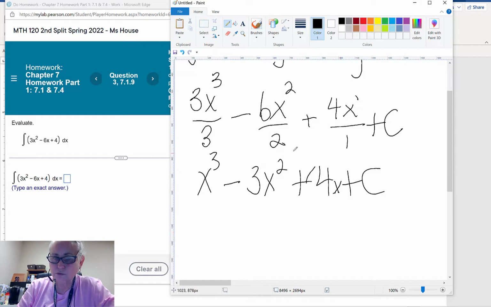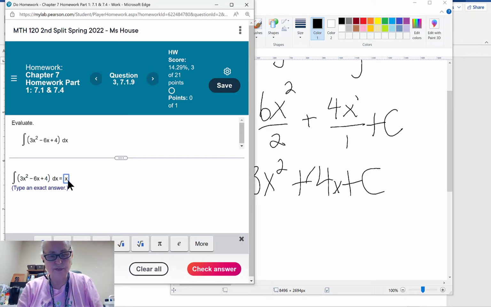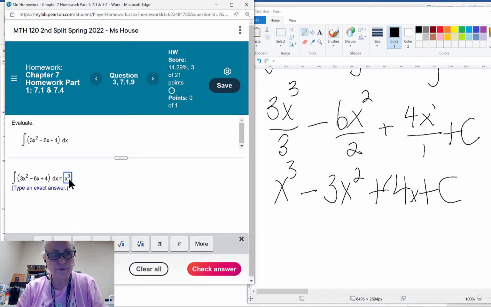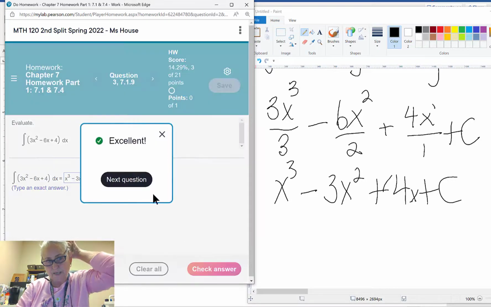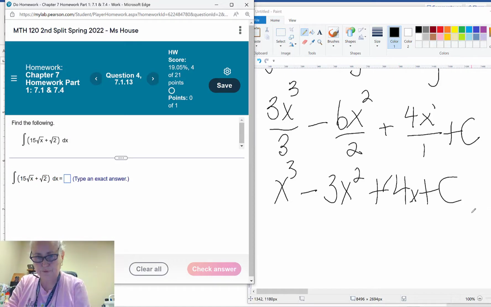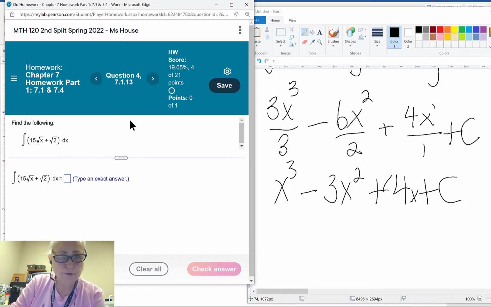So you can always use your derivative rules to go backwards. So I'm going to enter this: x to the third minus 3x to the second plus 4x plus c. And I believe if you put a lowercase c, you'll also get credit. I don't think it's going to take off if you put lowercase. It shouldn't.